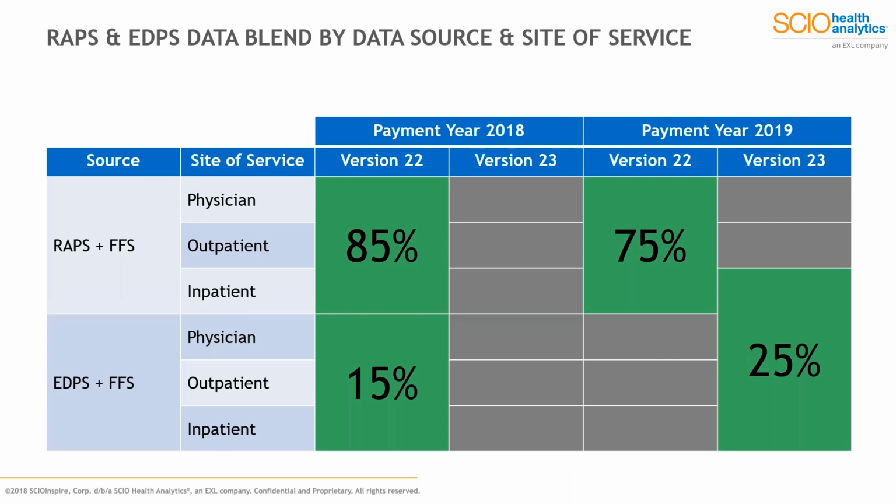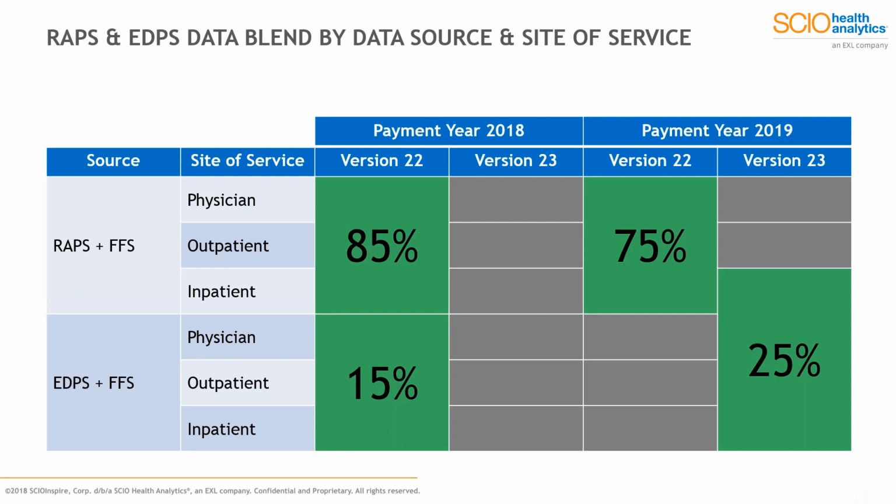To look at data source and distinguishing between data source and site of service. Currently, payment year 2018 is using exclusively version 22. 85% is coming from RAPS and fee-for-service, and the site of service is irrelevant, physician, outpatient, inpatient. That 15% is coming from EDPS and fee-for-service, and again, physician, outpatient, inpatient. Version 23 is not in play.